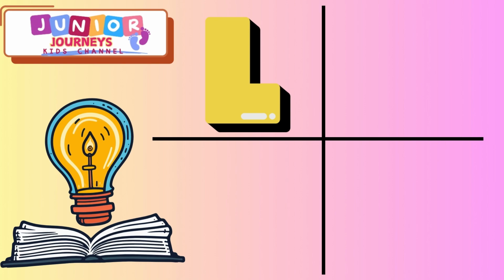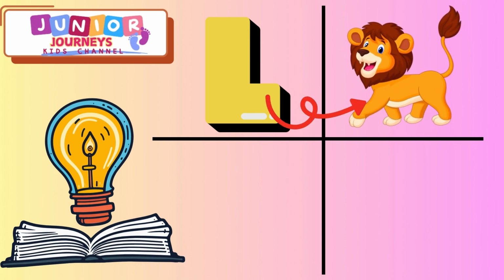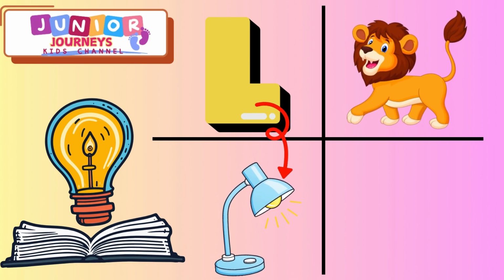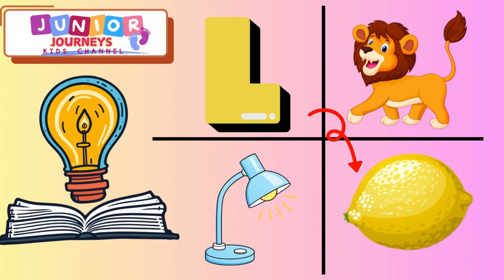Next letter is L. L. L is for lion. Lion. L is for lamp. Lamp. L is for lemon. Lemon.